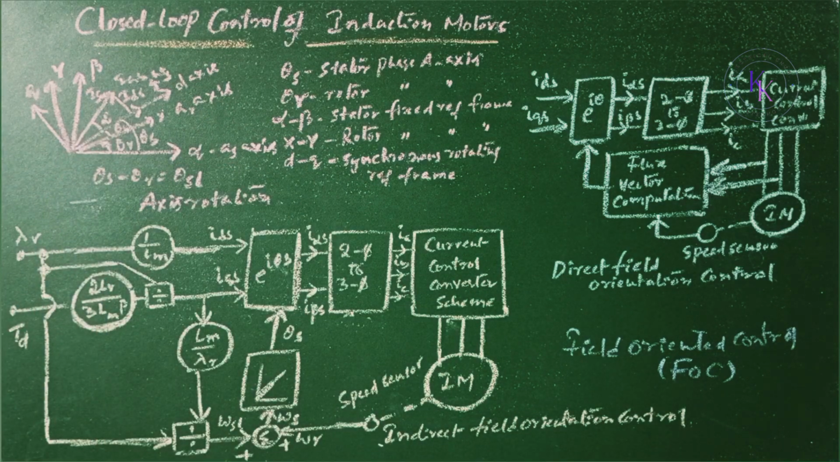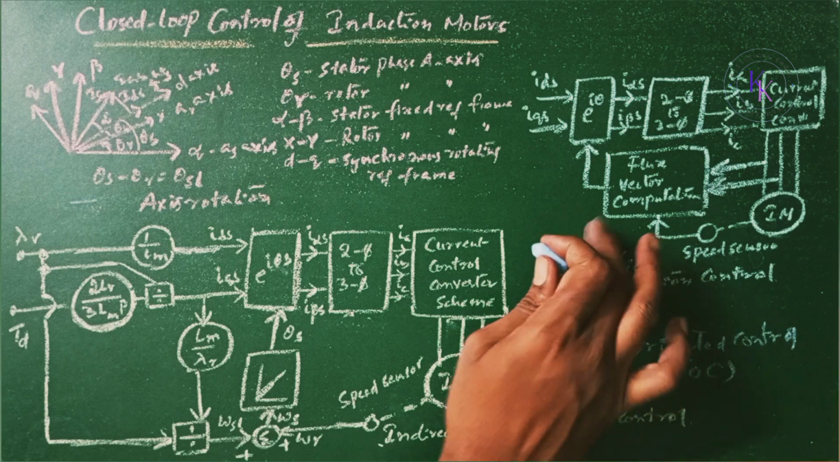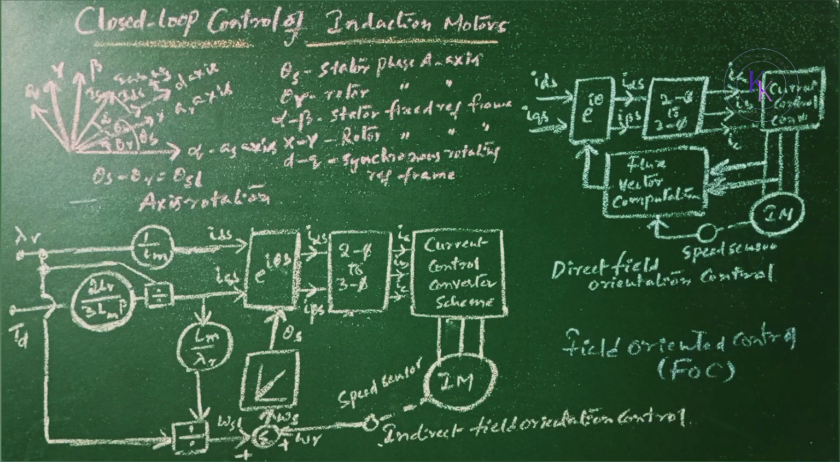This type of control can be implemented by either direct method or indirect method. In the direct method, the flux vector is computed from the terminal quantities of the motor as shown in this figure. The indirect method uses motor slip frequency, that is omega SL, to compute the desired flux vector. It is simpler to implement than the direct method and is used increasingly in induction motor control. TD is the desired motor torque, psi R is the rotor flux linkage, tau R is the rotor time constant, and Lm is the mutual inductance.